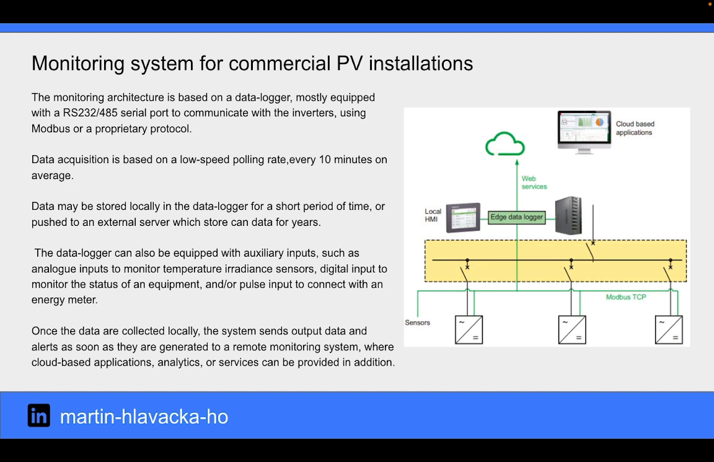The data logger can also be equipped with auxiliary inputs such as analog inputs to monitor temperature, irradiance sensors, digital inputs to monitor the status of an equipment, and pulse input to connect with an energy meter. Once the data are collected locally, the system sends output data and alerts as soon as they are generated to a remote monitoring system where cloud-based applications, analytics, or services can be provided in addition.